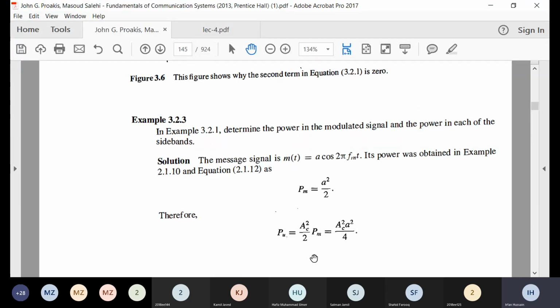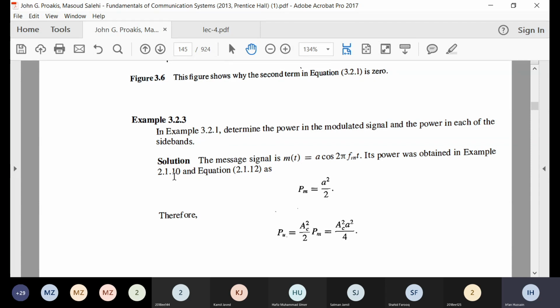Now let us find the power in the modulated signal and the power in each of the side bands in the first example that we studied. So in the first example, we know m of t was a cos 2 pi fm t. So what will be its power? Its power was seen in the previous chapter 2. The power of a cosine is just a square over 2. This is a power signal.